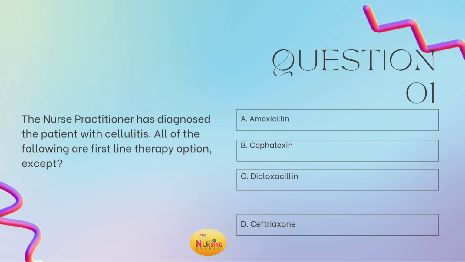So let's go through. So amoxicillin, is this a first line option for the treatment of cellulitis? Yes, it is. Cephalexin, aka Keflex, is also a first line option. Dicloxacillin is also a first line option. Ceftriaxone, aka Rocephin, is not. So D is your best answer.